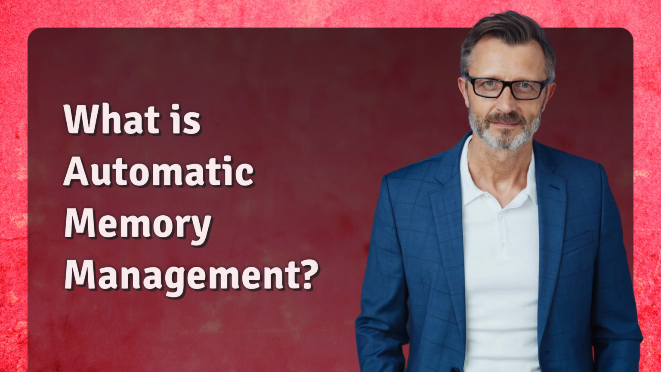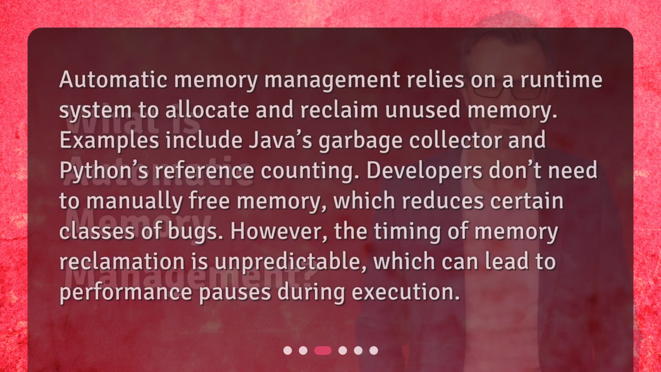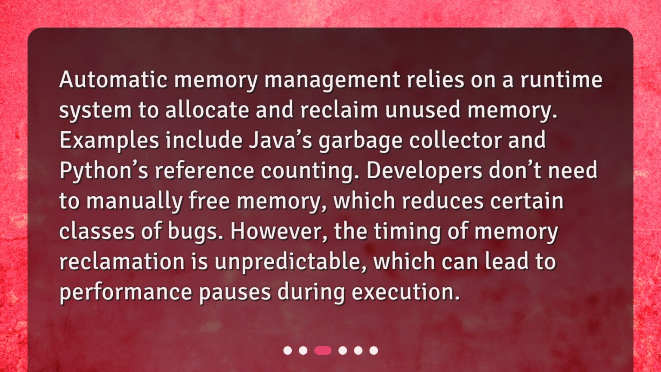What is automatic memory management? Automatic memory management relies on a runtime system to allocate and reclaim unused memory. Examples include Java's garbage collector and Python's reference counting. Developers don't need to manually free memory, which reduces certain classes of bugs. However, the timing of memory reclamation is unpredictable, which can lead to performance pauses during execution.